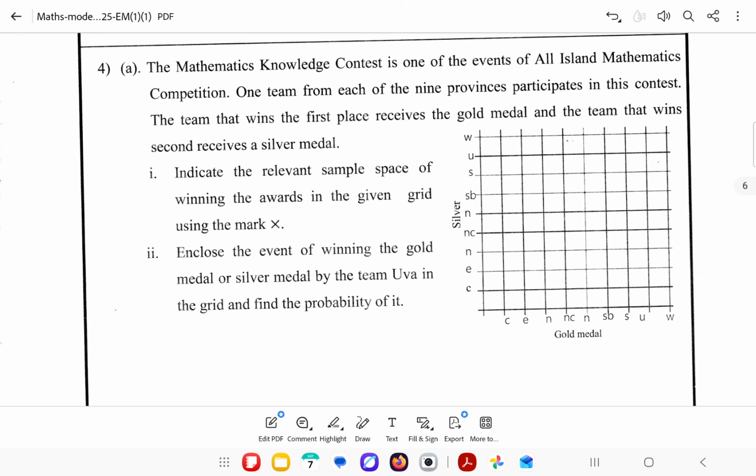Then let's look at number 4. Question number 4. Mathematics knowledge contest is one of the events of all island mathematics competition. One team from each of the 9 provinces participates in this contest. The team that wins the first place receives gold medal, and the team that wins the second receives silver medal. Indicate the relevant sample space of winning the awards in the given grid using mark X.